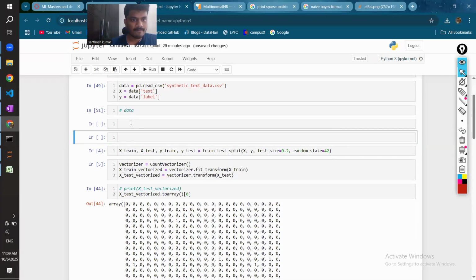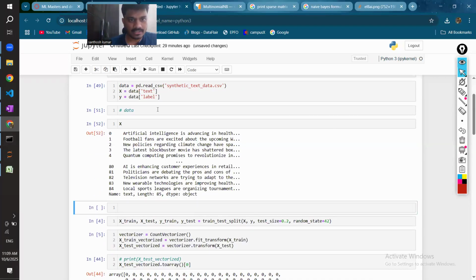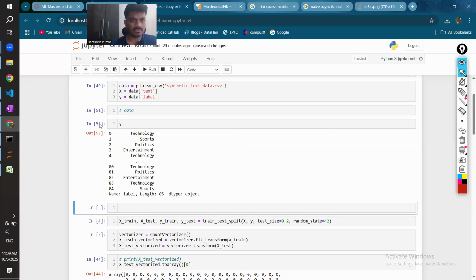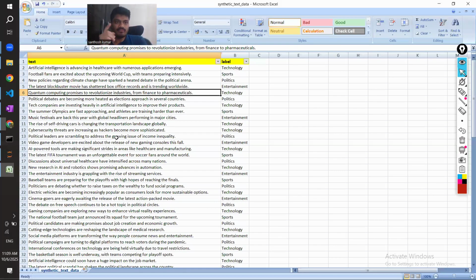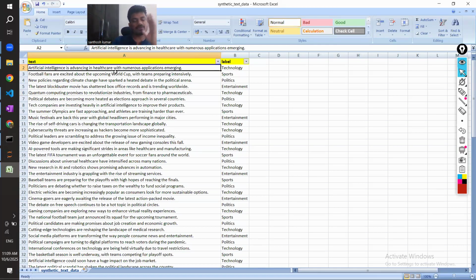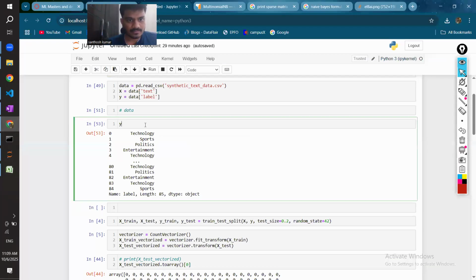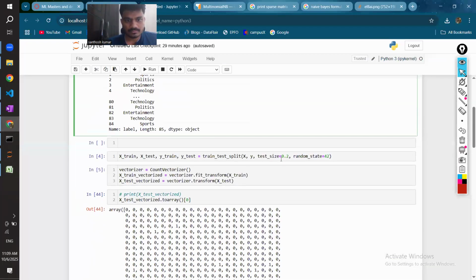X is my text data, simple. And there is actually only one feature. See, everything here is one feature. It's not like in the Titanic example, where you have 10 features. One feature, but from here we need to create features. That we'll see. Y is my output. Now you are dividing it into train test split, which you are familiar with.